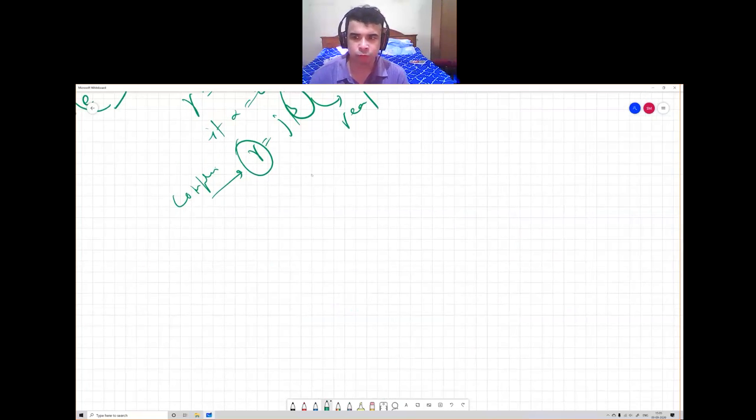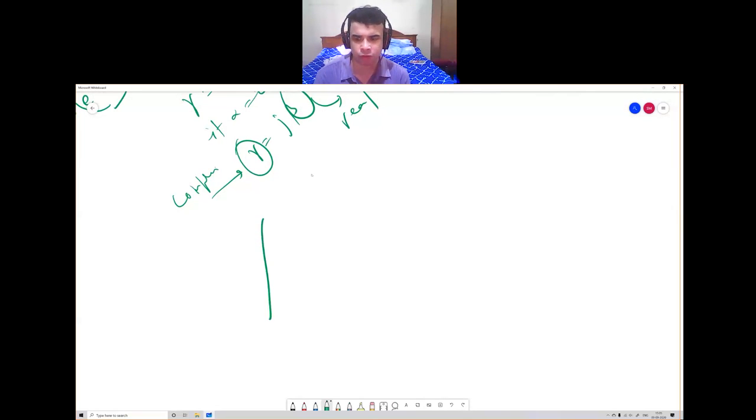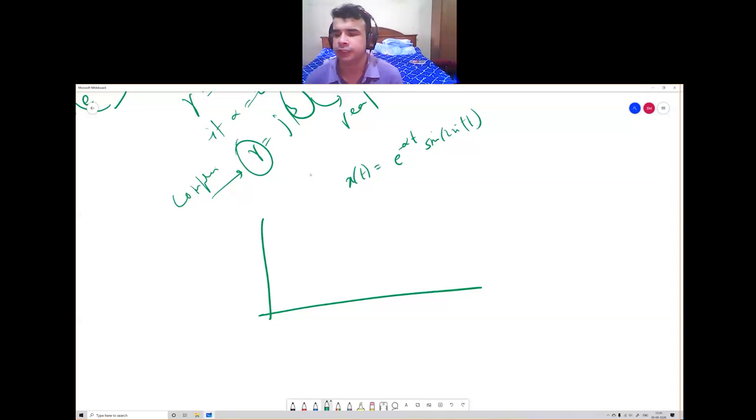If I tell you to plot, probably you have done these things in control system or even circuit theory. If I tell you to plot x(t) equal to e to the power of minus alpha t sine 2 pi f t, how will the curve look like? How will it look like in the curve? If I plot x(t), and alpha is greater than 0, how will the curve graph look like?